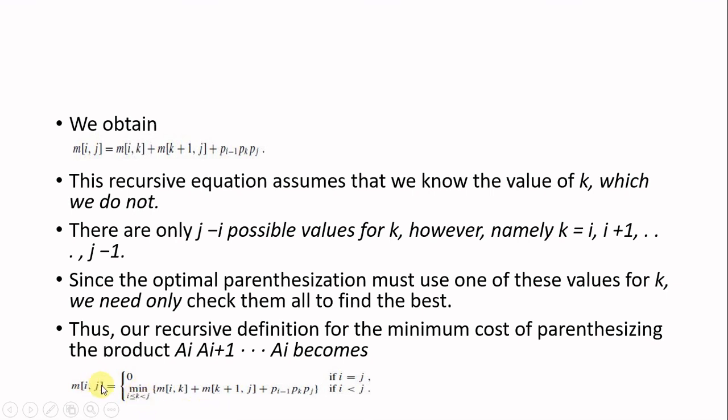So the minimum over i less than or equal to k less than j of m of i comma k plus m of k plus 1 comma j plus p_(i-1) p_k p_j. So you must try all values of k and pick the minimum value. Clear? That is the recursive definition for the minimum cost parenthesization.